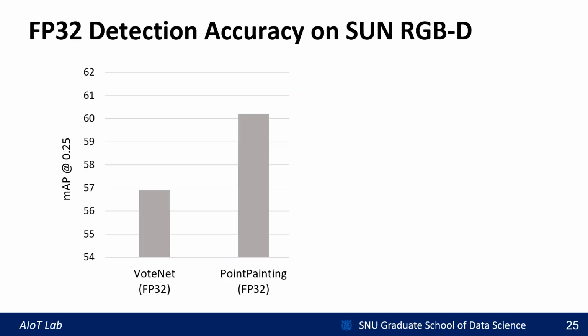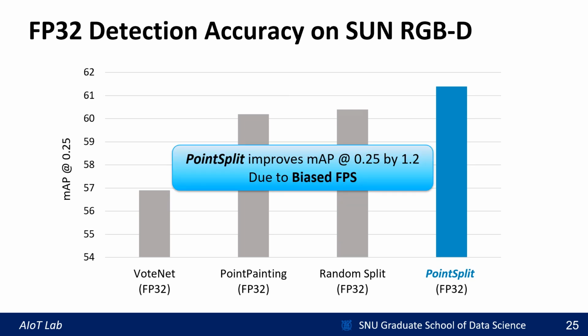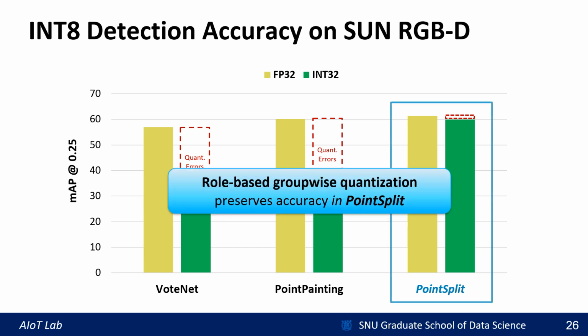Let me explain our experimental results on detection accuracy. On Sun RGBD, VoteNet shows mAP of 56.9, and point painting improves mAP by 3.3. Our PointSplit further improves mAP by 1.2. Biased FPS helps training more robust model with its augmentation effect. Next, we compare the detection accuracy of 8-bit integer quantized models. If proper granularity is not considered, the model performance significantly drops. But our role-based group-wise quantization well preserves accuracy in PointSplit.